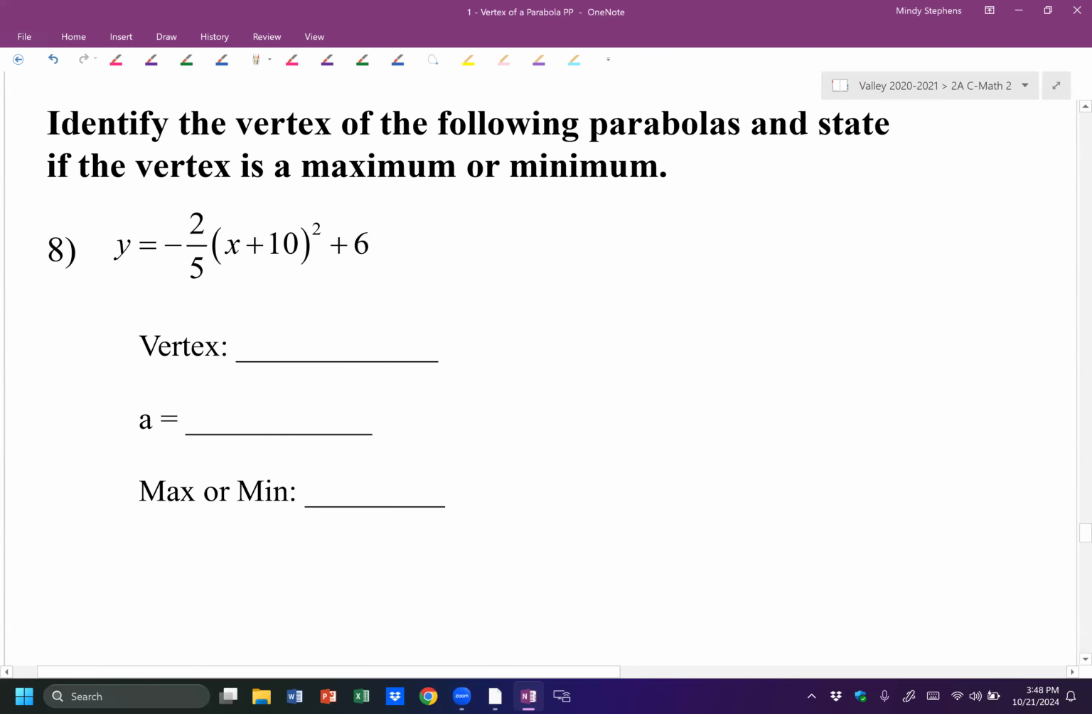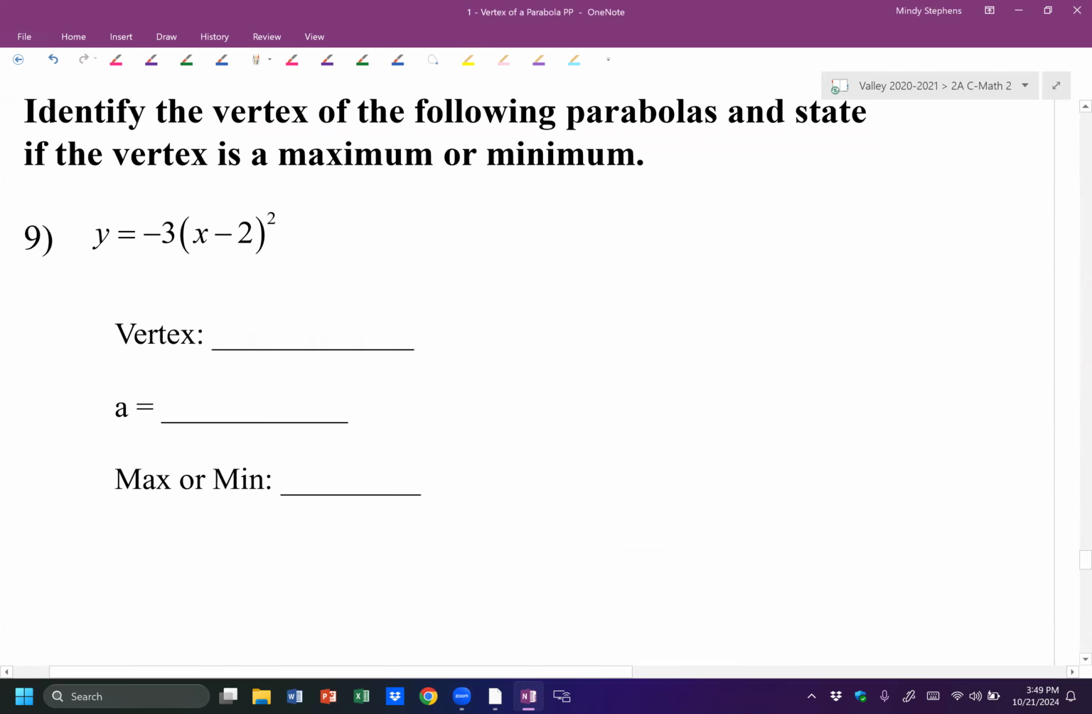Number 8, vertex first. This is my vertex, these two numbers. I do the opposite, so this is going to be a negative 10, but the 6 stays exactly the same, so it stays positive 6. The number in front, negative 2 over 5, is my A value, so I'm going to write negative 2 over 5. Because it is negative, my graph is pointing negative. Again, I want you to draw this on every problem. I want to see that on your paper. So it's pointing negative, which means I have a high point on my graph. The vertex is a maximum.